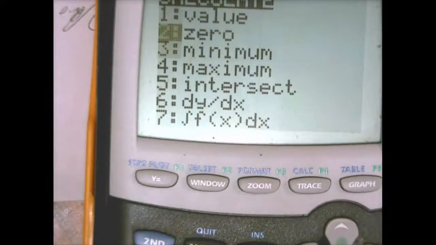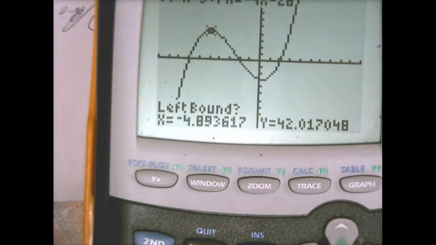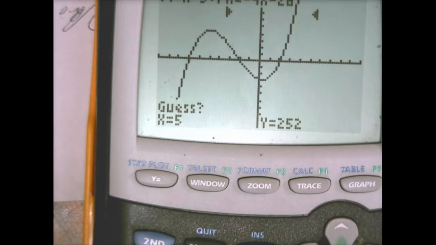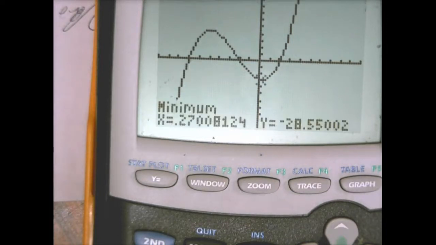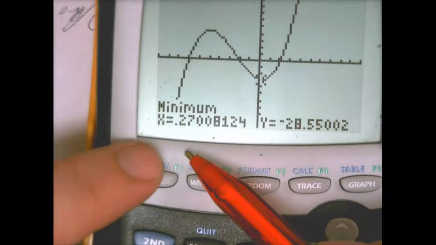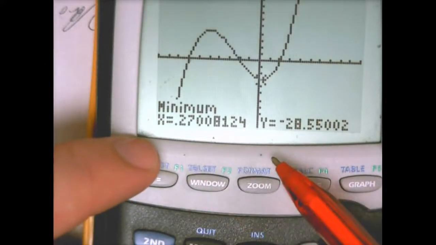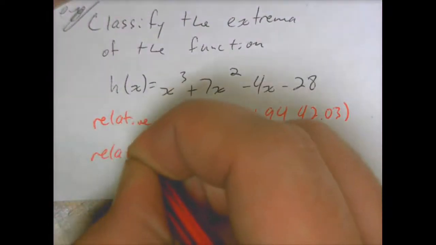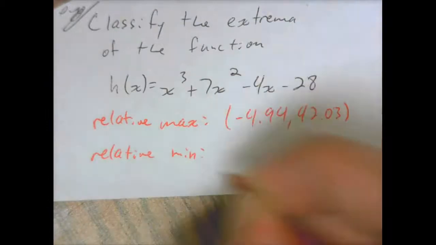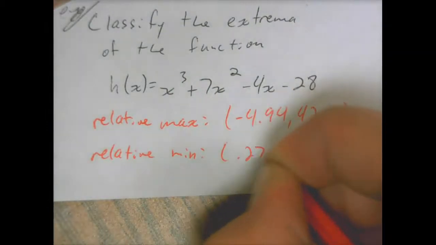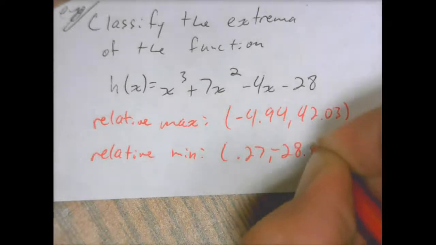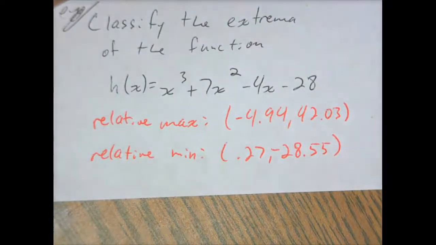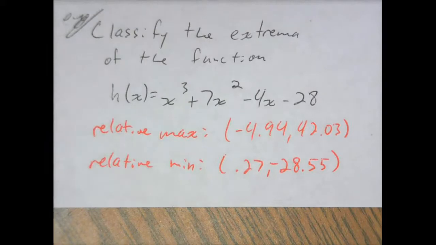So I'll hit second calc, minimum, left bound would be like negative 3, right bound would be 5. And there we go. So 0.270, or just 0.27, and negative 28.55. And this would be a relative minimum. So relative min, 0.27, negative 28.55. And there it is. Pretty much that is all you are going to be doing when it is saying classify the extrema.